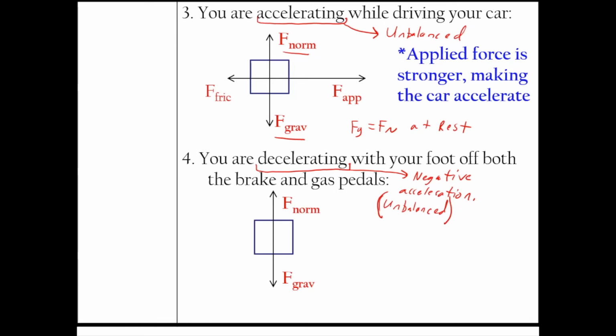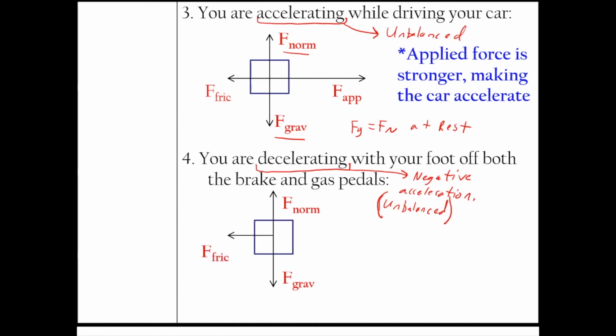So now we need to look at our problem and see that we're decelerating with our foot off both the brake and the gas pedal. This means that nothing is being applied to the right to move us. So therefore, we are not going to have a force pushing to the right anymore. Well, what's slowing us down? The only thing slowing us down in this case is going to be friction. So we're just going to have force friction pointed to the left.